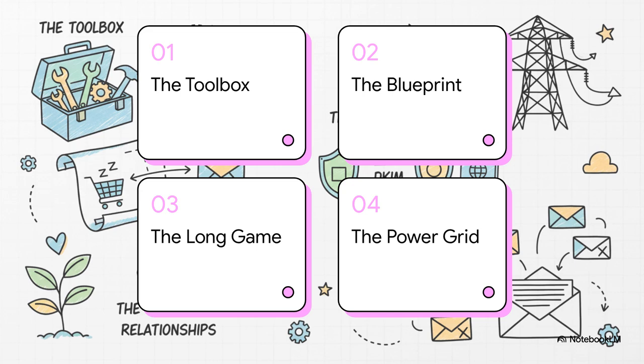Okay, so here's how we're going to tackle this. We've laid out our journey in 4 main parts. First up, we'll open up the toolbox. That's the essential software. Then we'll look at the blueprint, the actual strategy behind it all. After that, we'll talk about the long game, how this builds relationships. And finally, we'll plug into the power grid, the technical stuff that makes it all work.